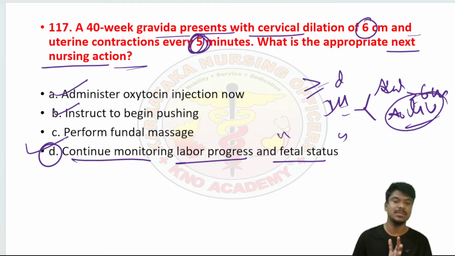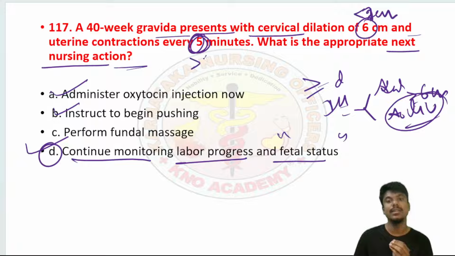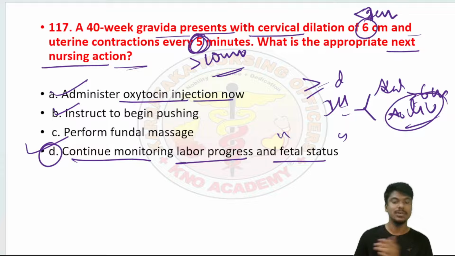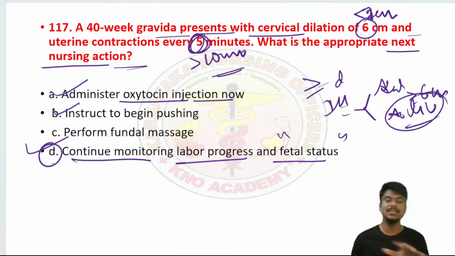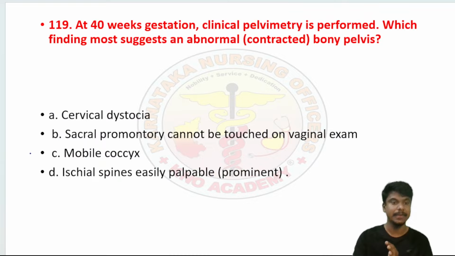So that is the right option. If cervical dilation were less than 1 centimeter and the uterine contractions were taking more than 10 minutes between each contraction, then we would administer oxytocin and induce the labor process. That is not given in the question. In normal labor progress, we have to monitor the labor progress and do fetal monitoring. That is your right option. Option number D is the right answer.